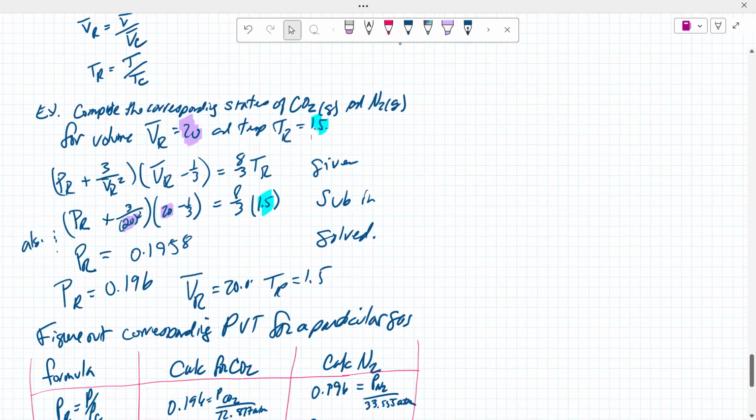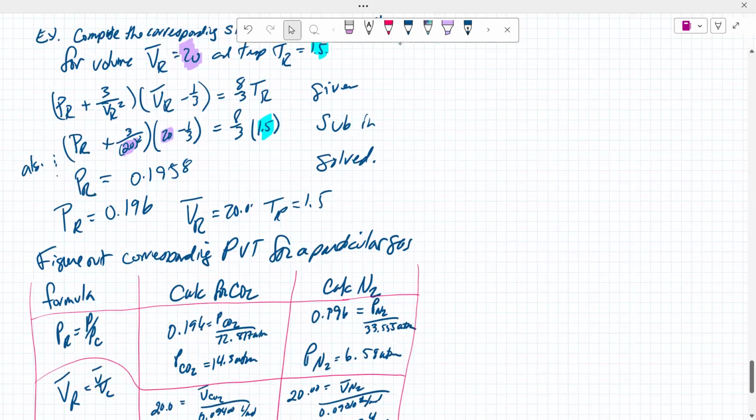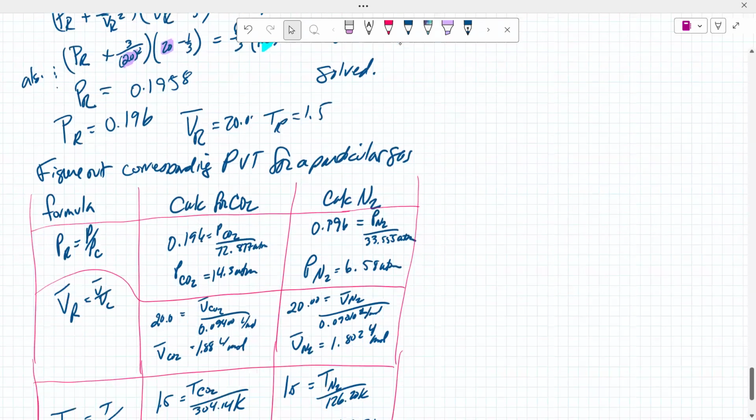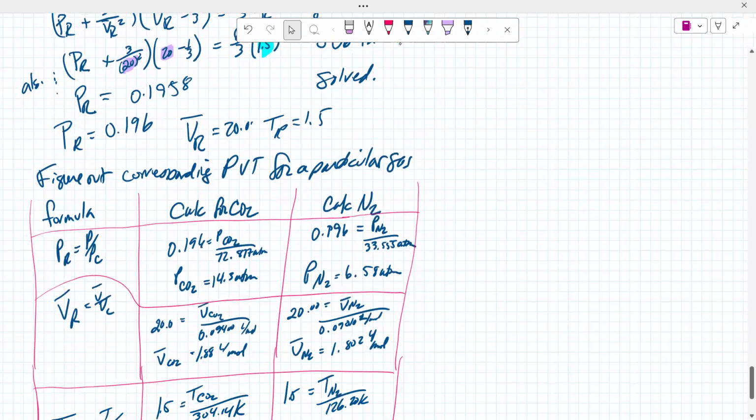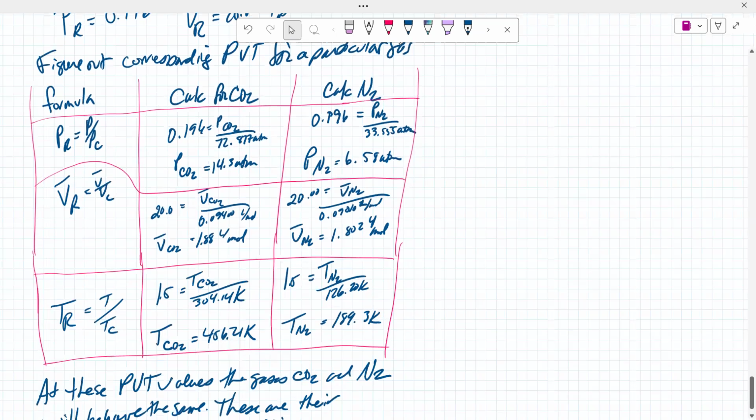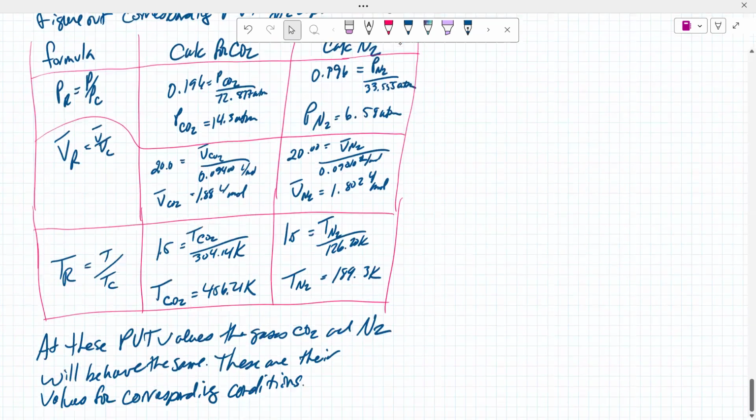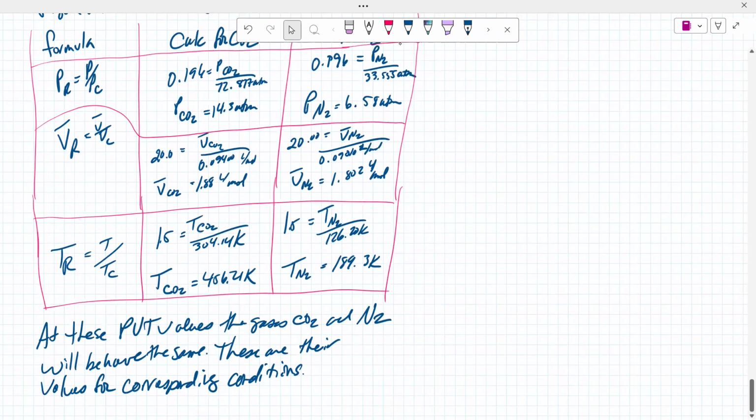So we were actually able to work this out for the example of comparing two common gases. So we looked at carbon dioxide and N2. We needed to compute the reduced values for them, and then we made a little table with the reduced values, and we calculated this out for these two gases to get the values of P and T that are going to be the ones at which the gases are going to behave the same.